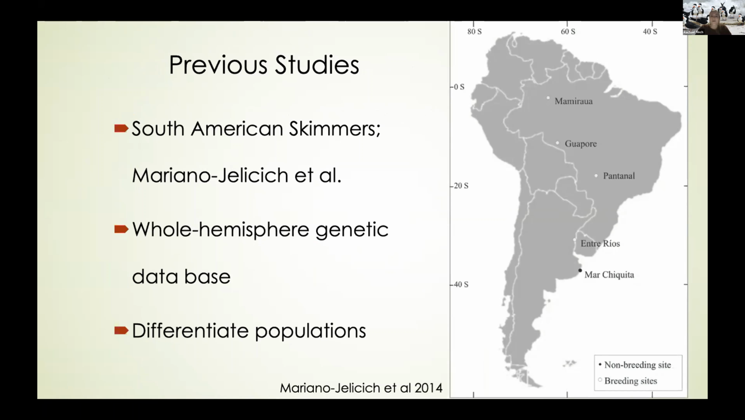So this study has provided a baseline for genetic diversity and differentiation at a continent scale. And we are happy to acknowledge that now with this study in our own, we're able to report genetic patterns across the whole hemisphere. And then we hope to differentiate populations genetically.